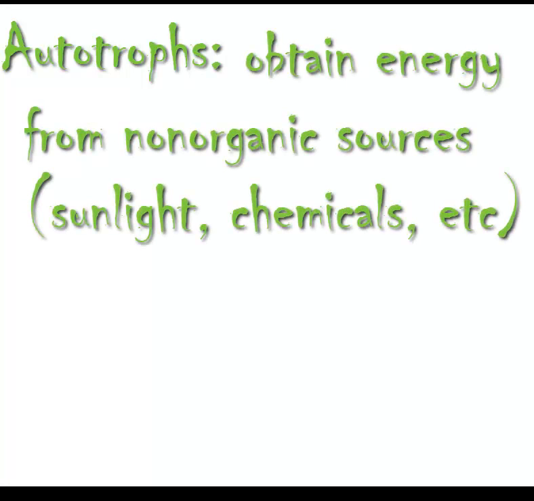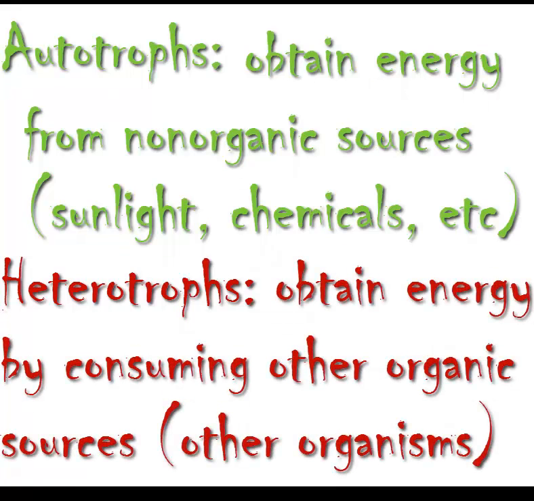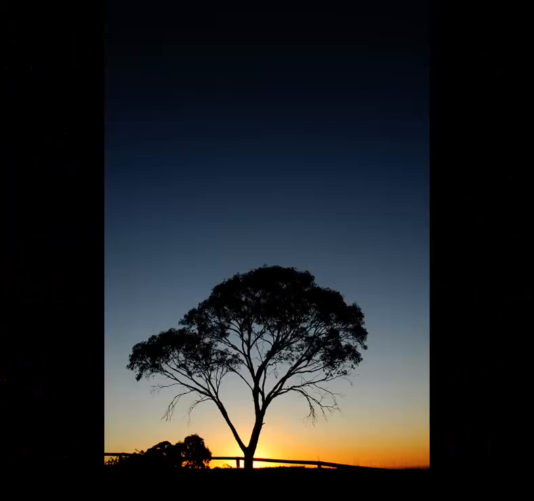Cells must have a way to obtain energy. There are autotrophs. These cells obtain energy from inorganic sources such as sunlight, chemicals emitted from the earth, and other sources. Then there are the heterotrophs. Heterotrophs obtain energy by consuming other organic resources, also known as eating other organisms. All living organisms are interconnected and related.